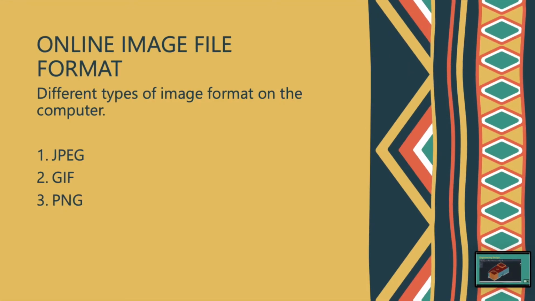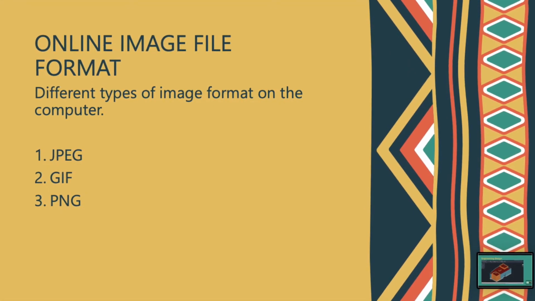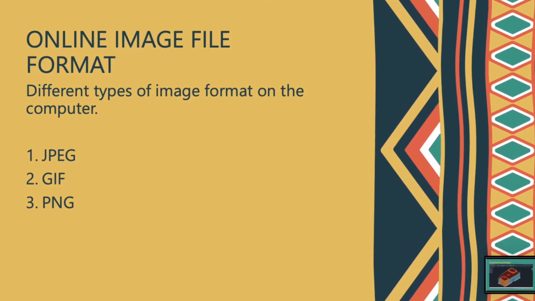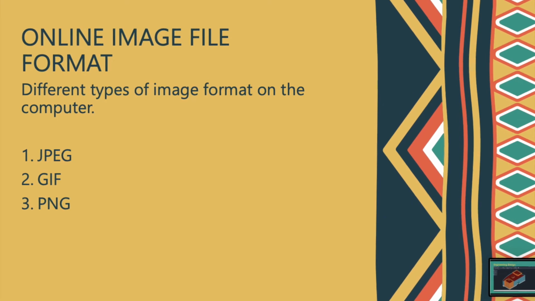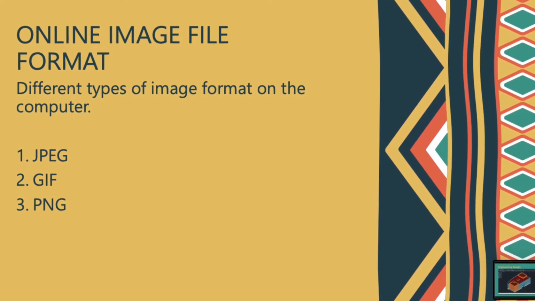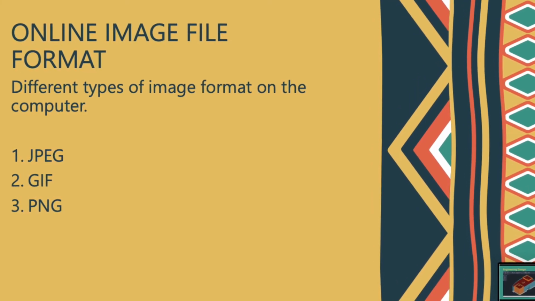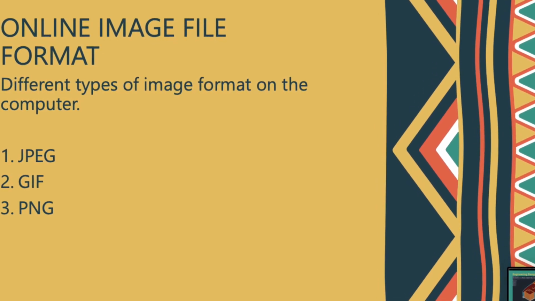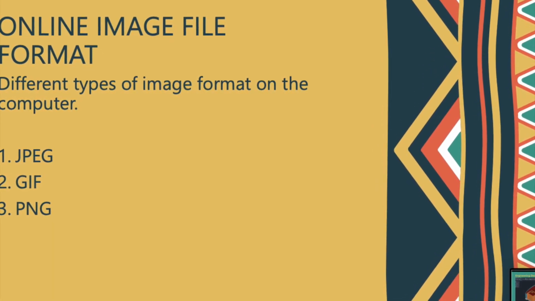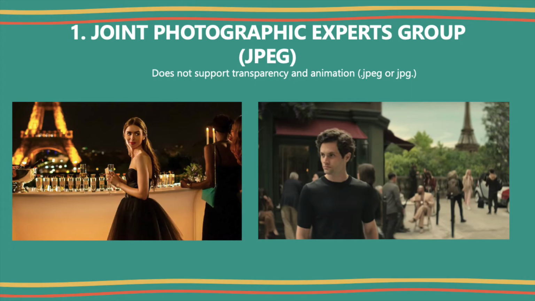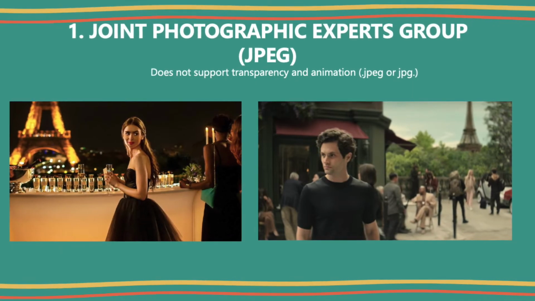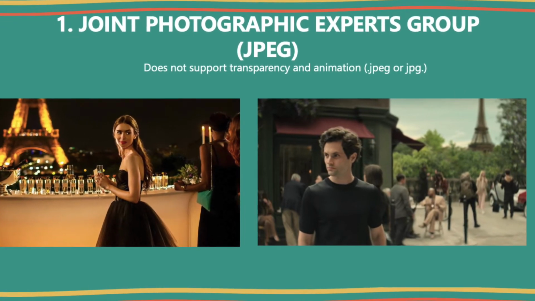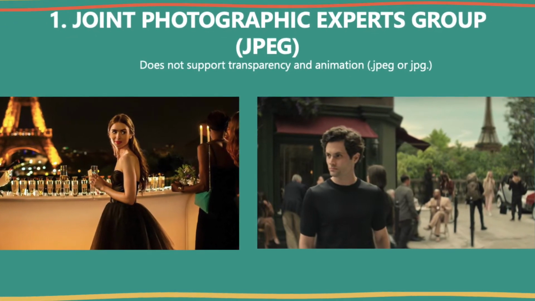Okay, so let's now move on to online image file formats. There are different types of image formats on our computers. Number one, we have the JPEG. Number two, we have the GIFs. And number three, we have PNGs. Okay, so let's start off with the Joint Photographic Experts Group, or what we call JPEGs.